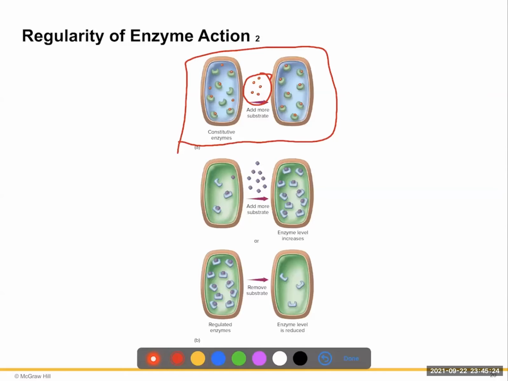Okay. And then we've got regulated enzymes. We add more substrate, and you see more enzymes are produced. Or you remove substrate, take it away, and less of the enzymes are produced. Those are regulated. They make more or less depending on the substrate concentration. So constitutive has no effect on the substrate levels. It makes the same amount no matter what. It always makes the same amount of enzyme. Regulated is determined by how much substrate is present.